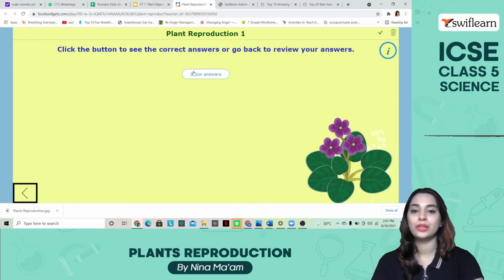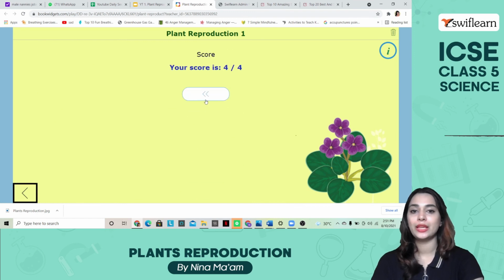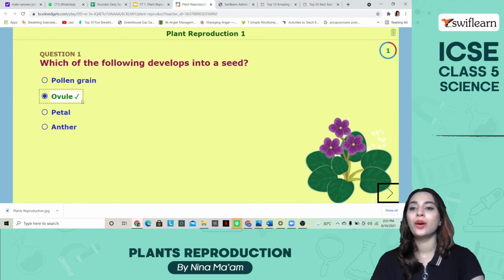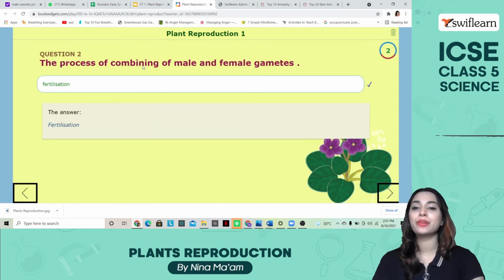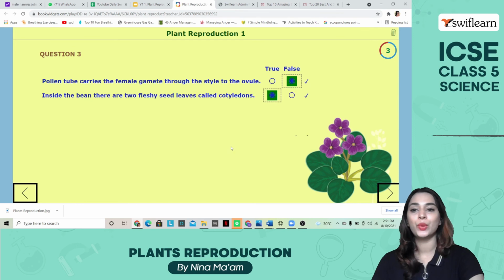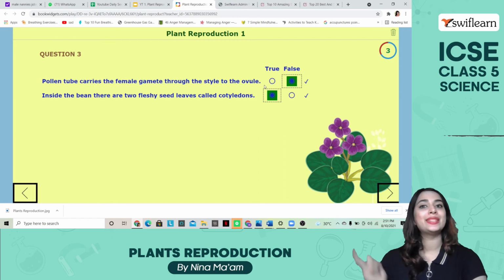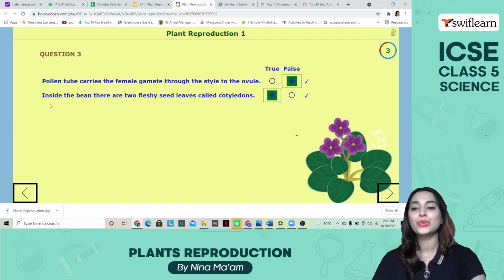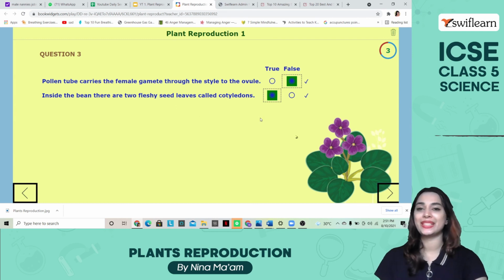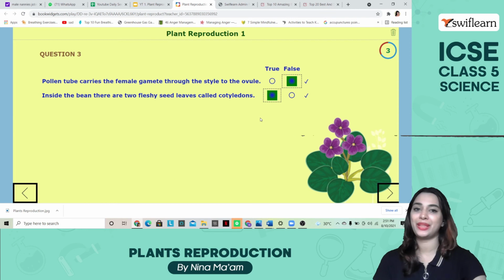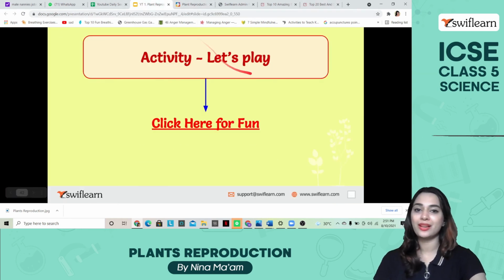And here we go. Let's check the answers. The answer is over here. The ovule develops into a seed. Very good. And the process of combining of male and female gametes is known as fertilization. Good job if you got the answer. The statement that the pollen tube carries the female gamete through the style to the ovule is the wrong answer. It's a false one. Inside the bean there are two fleshy seed leaves called cotyledons. It's a big tick because it's a true statement. Well done everyone if you got the answer.